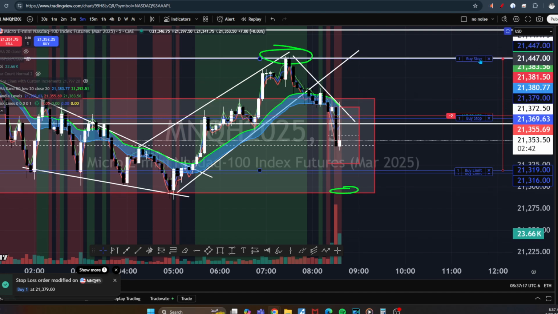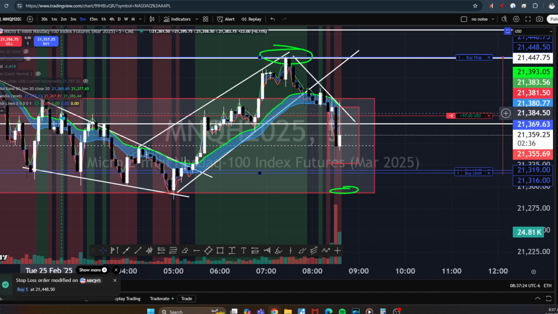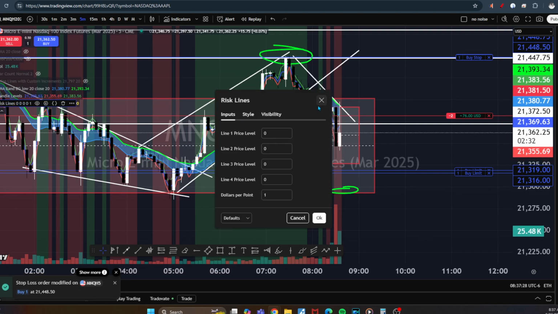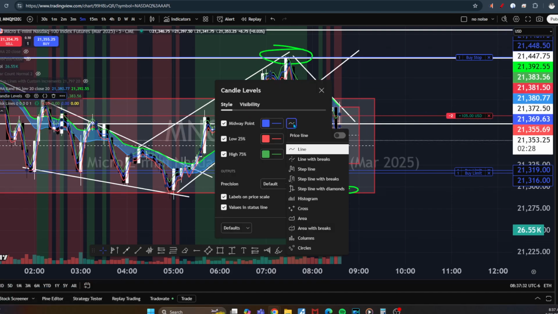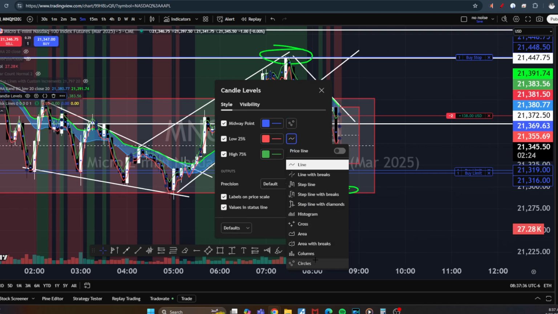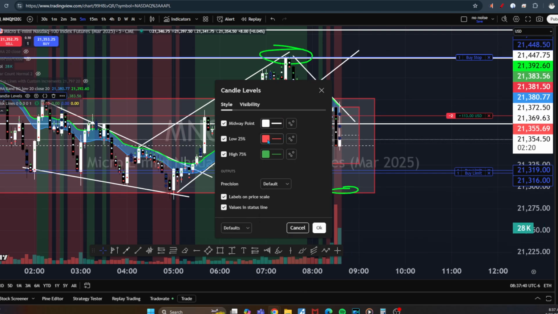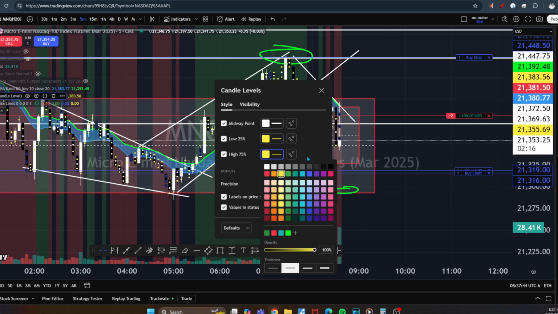They've already moved my stops for me because I've hit some profit, but we now know I'm down 60 plus whatever this is. So let's put my risk lines in. Let's do that while it's doing stuff. Candle level here. Circle, circle, circle. Make them all white. I'll make some of them yellow.